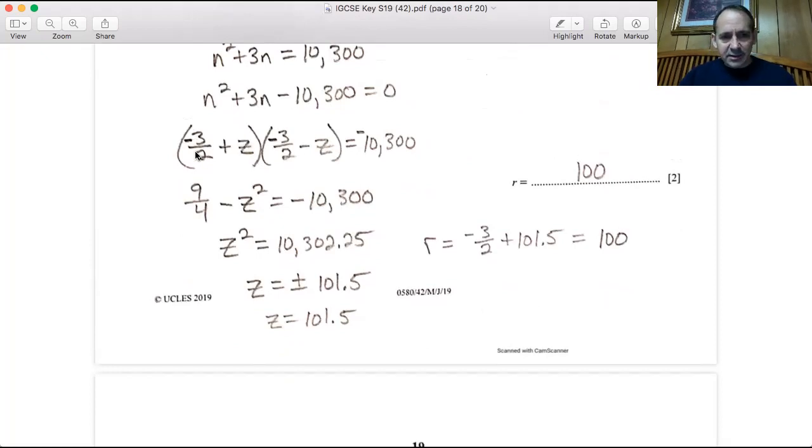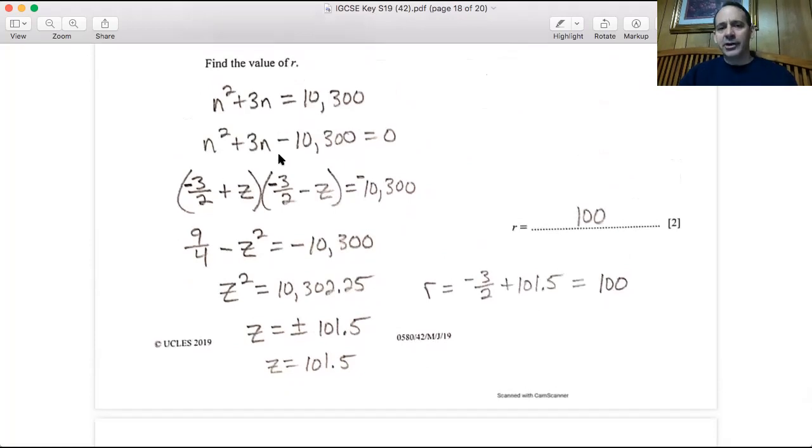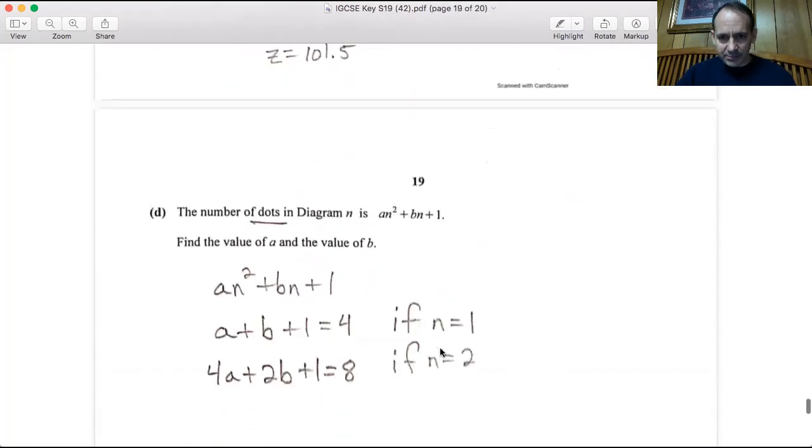So the z goes from your vertex. So negative 3 halves plus the 101.5 gives you exactly 100. If you use your quadratic formula, you're going to find that the positive number is 100, and you're going to throw out the other one because you can't have negative values with these diagrams.